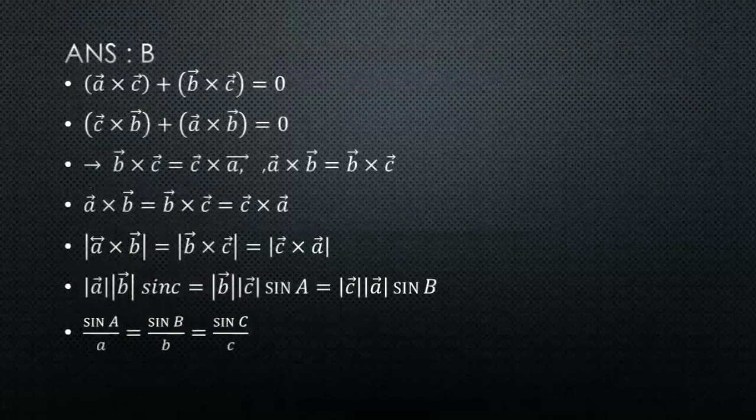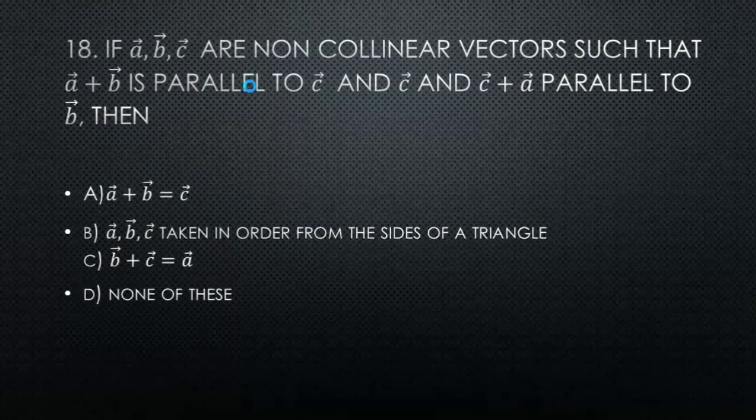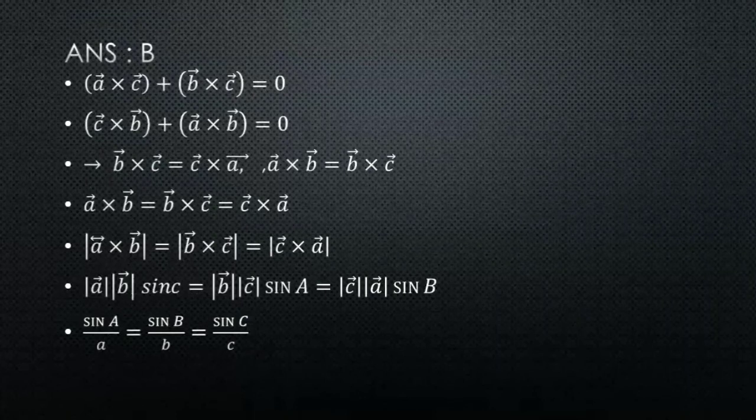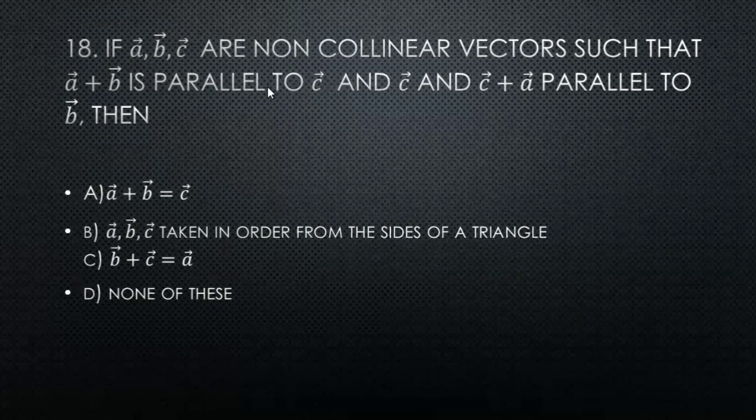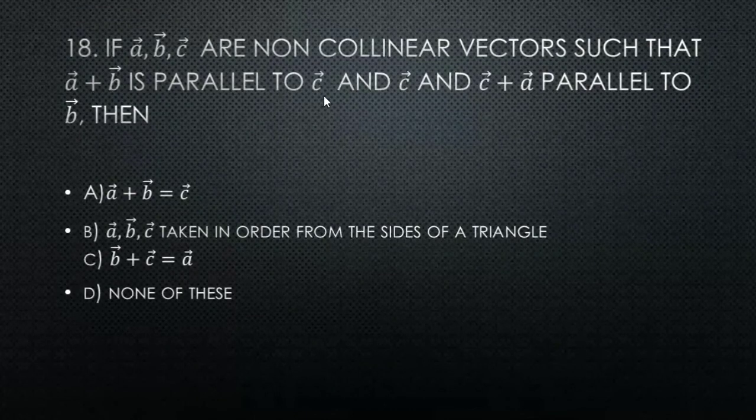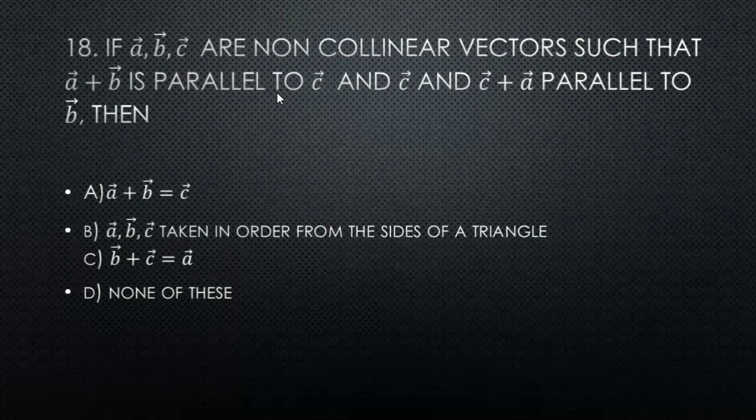Let us see this. See what is given here. A vector plus B vector is parallel to C vector. Here I have not written one step. Parallel means the angle between them will be 0. So we'll go with the cross product. So A vector plus B vector cross C vector will be equal to 0, since they are parallel. And C vector plus A vector cross B vector will be equal to 0.